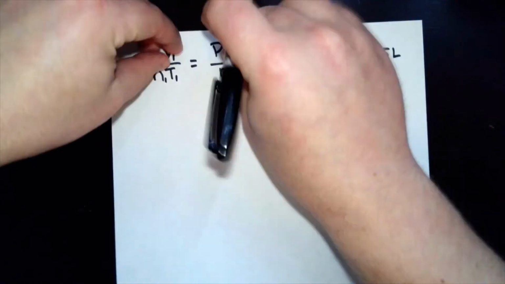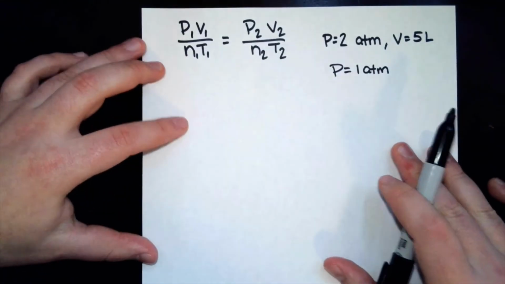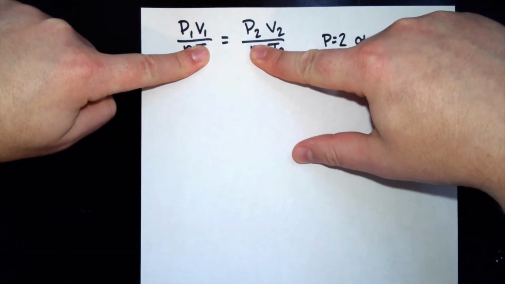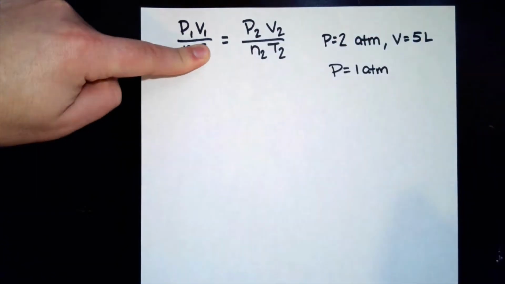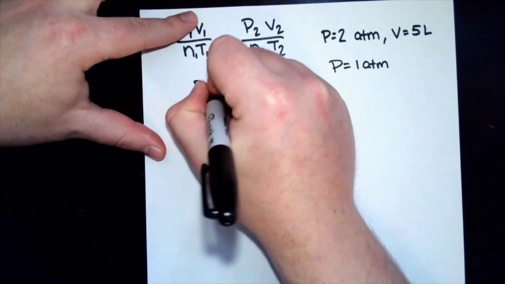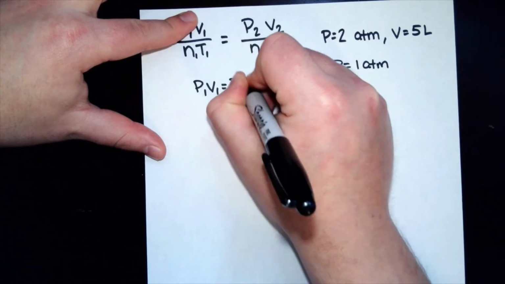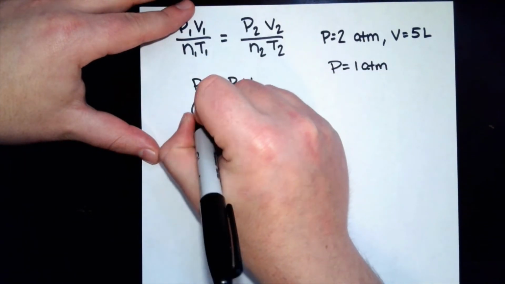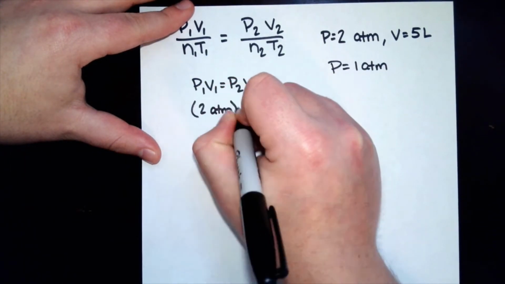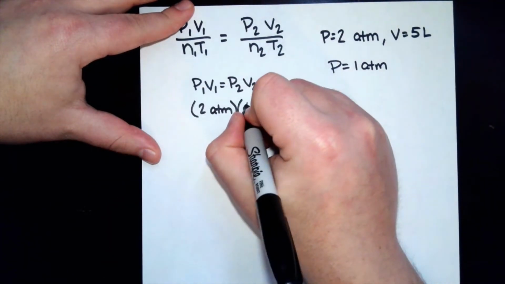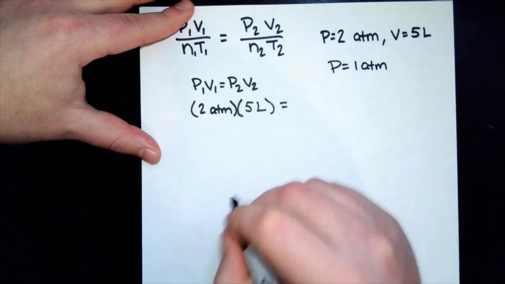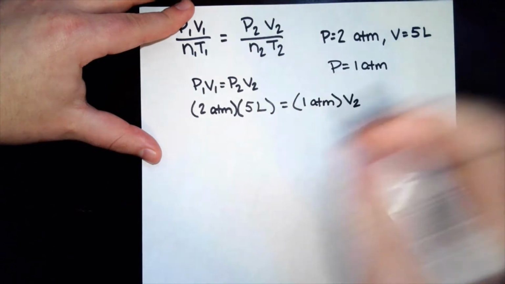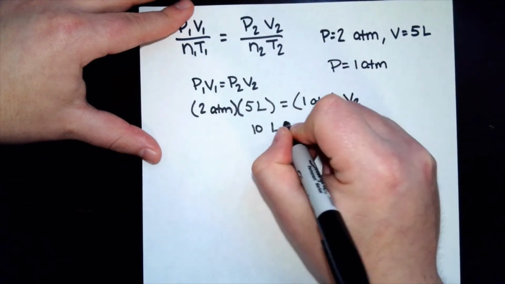So we'll just basically pluck those out of this equation and use them. So we can effectively cover up the n's and the T's and just write what we're left over with, which in this case is P1 times V1 equals P2 times V2. P1 is going to be 2 atmospheres. V1 is 5 liters. P2 is 1 atmosphere. And of course we're solving for V2. And we do the math here, and we get 10 liters equals V2.